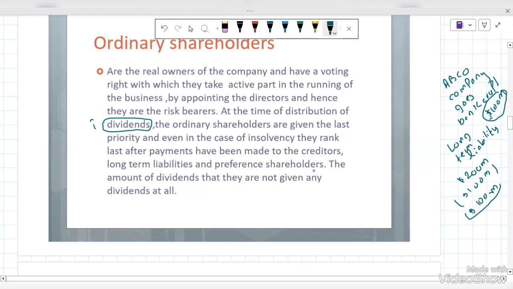But this is the same case with profit also. If after one year, or maybe after five years, the business makes a profit, the first priority of a limited company in that profit is the preference shareholders. After that, the remaining amount will be distributed among ordinary shareholders.